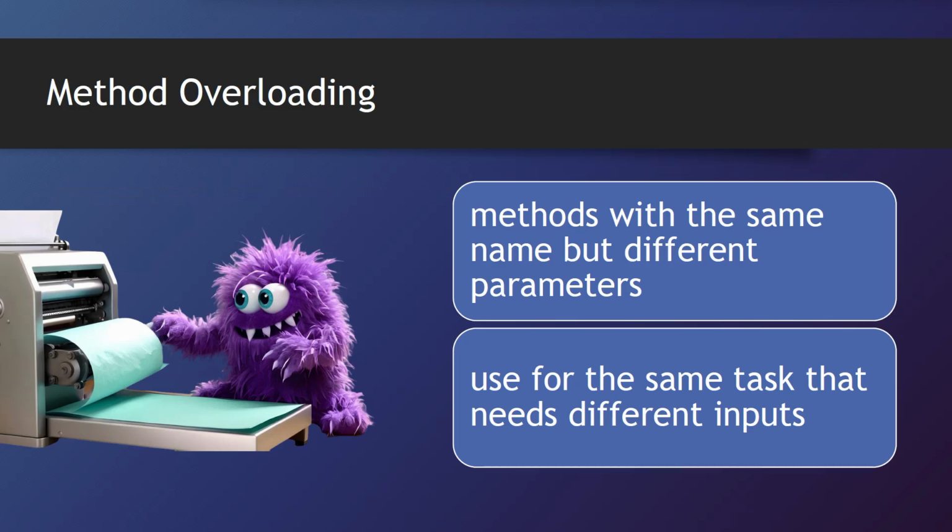One last note about what you can do with methods. Method overloading allows you to write multiple methods with the same name but different formal parameters. This can be very useful if multiple methods accomplish the same task but use different inputs. Overloaded methods have the same name but must have different parameters in type, number, or order. Overloaded methods can have the same or different return types.